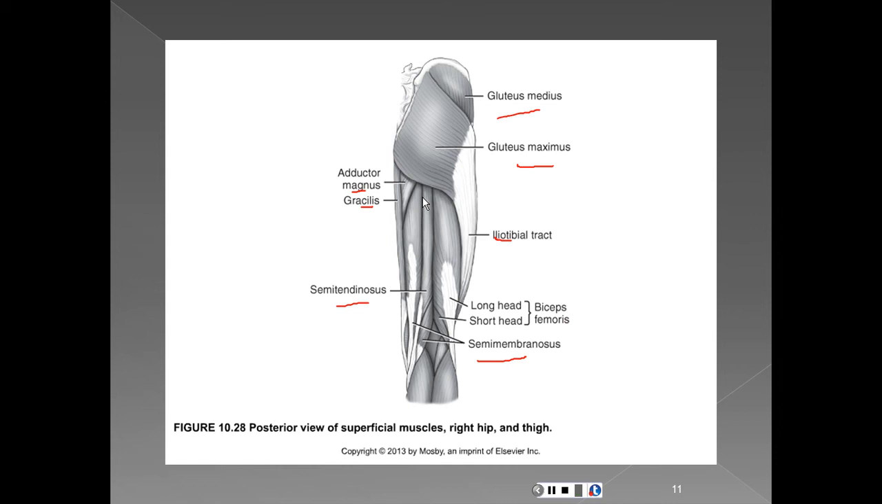The deep group of muscles include the piriformis, obturator internus, obturator externus, gemellus, and quadratus femoris, which are mainly lateral rotators of the thigh at the right hip joint and act to stabilize the hip joint. The piriformis muscle originates from the inner surface of the sacrum between the sacral foramina. So we talked about the piriformis muscle when we discussed the pelvis.